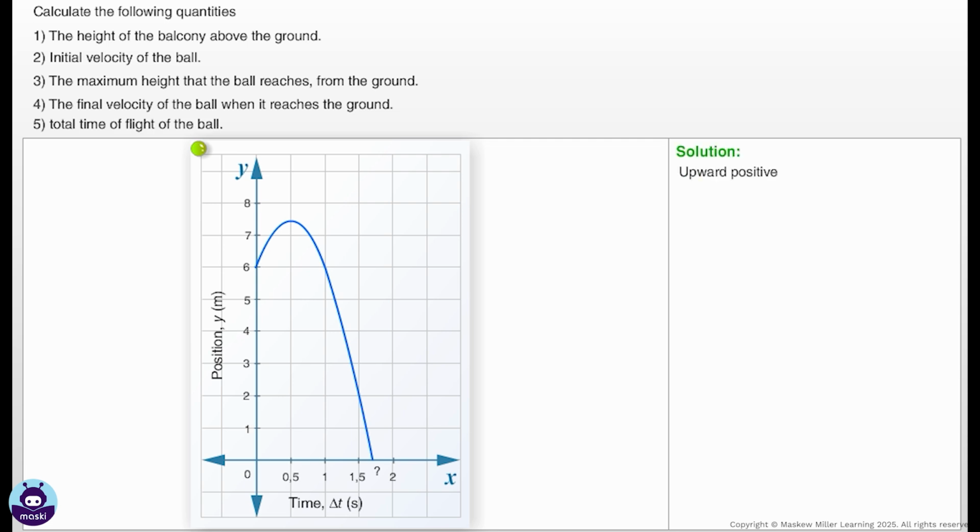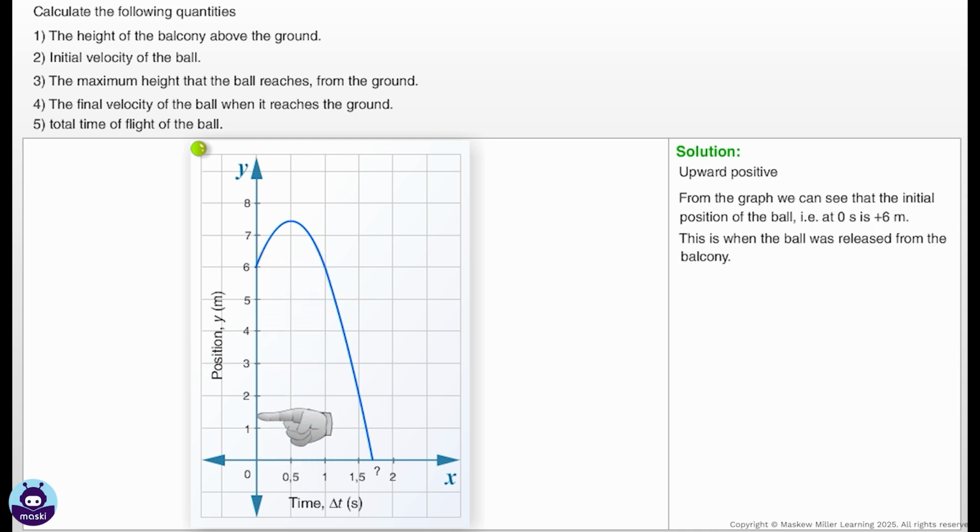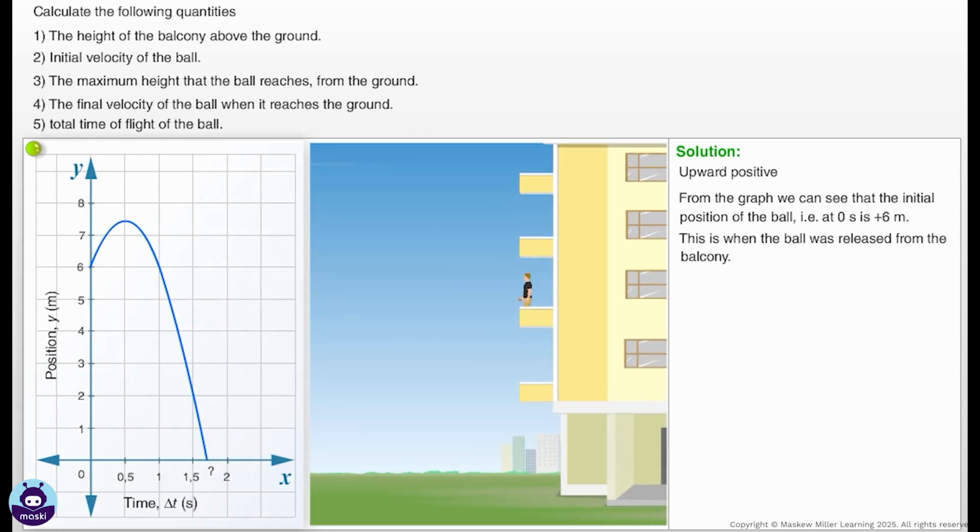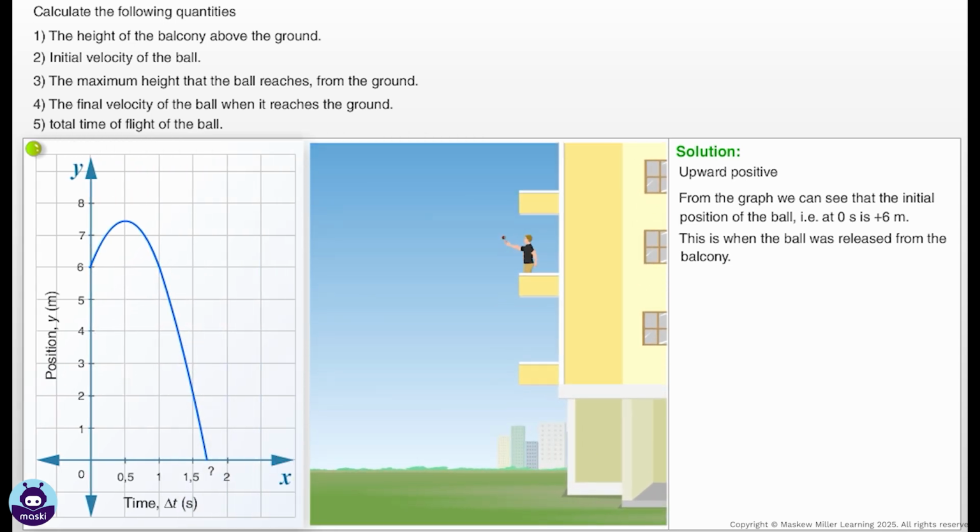Solution: we first observe the graph and deduce that the upward direction has been taken as positive. From the graph, we can see that the initial position of the ball, that is, at 0 seconds, is plus 6 meters. This is when the ball was released from the balcony. So, the height of the balcony from the ground is 6 meters.